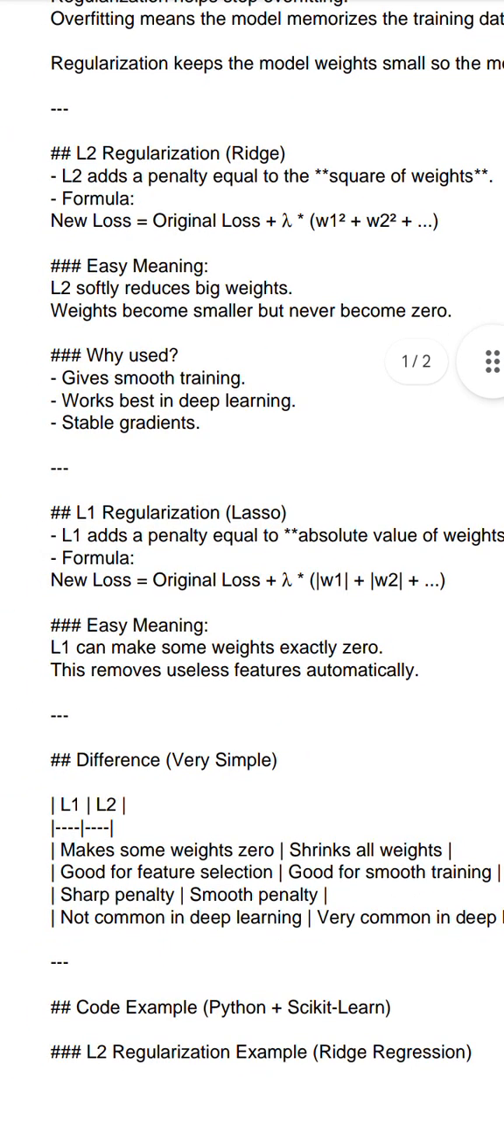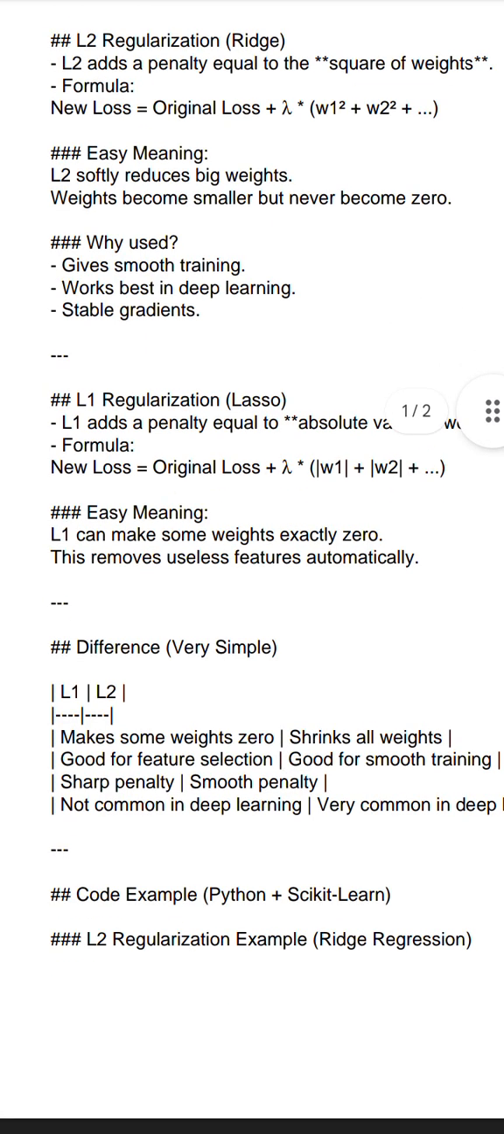So let's see the easy meaning. L2 softly reduces big weights. Weights become smaller but never become zero.